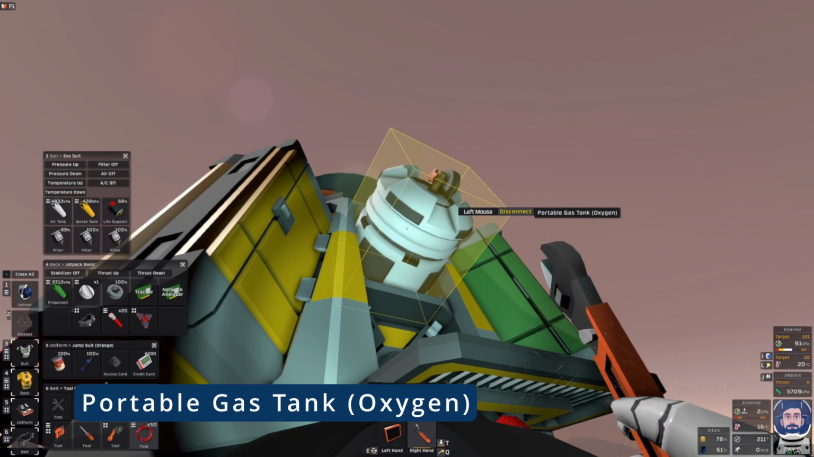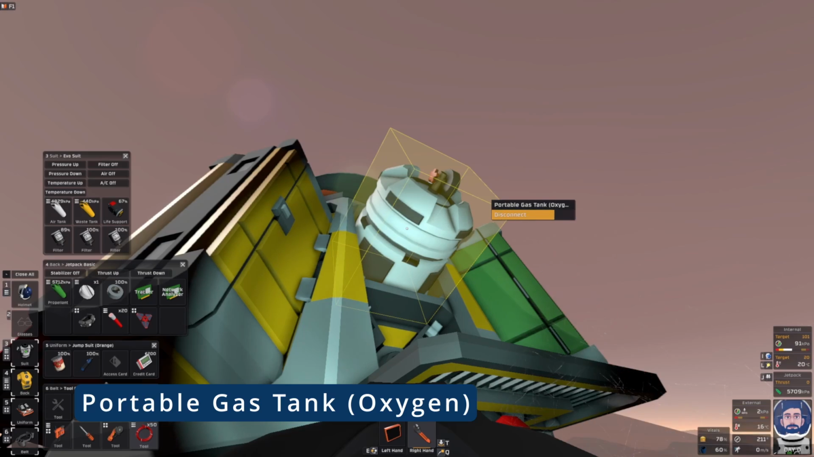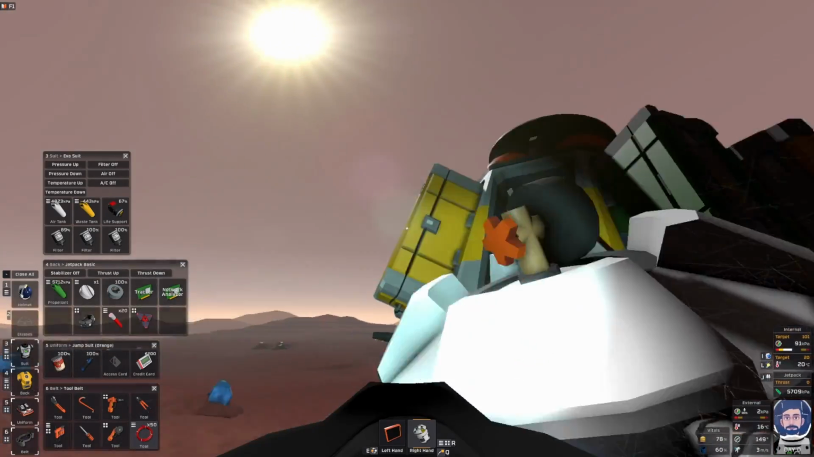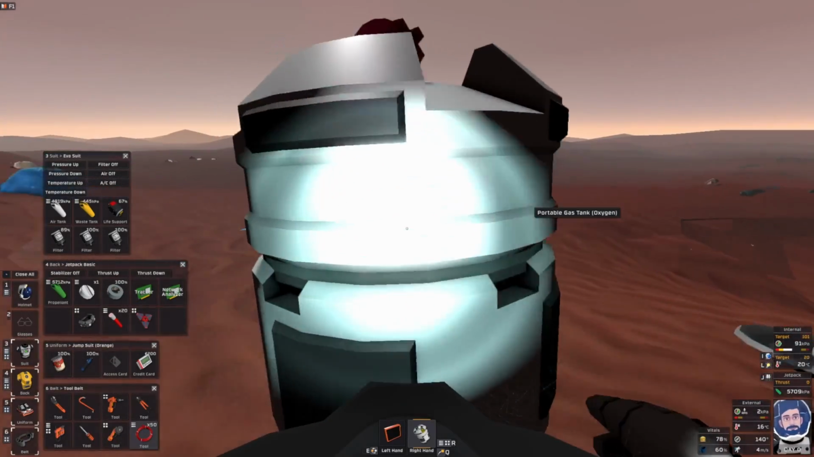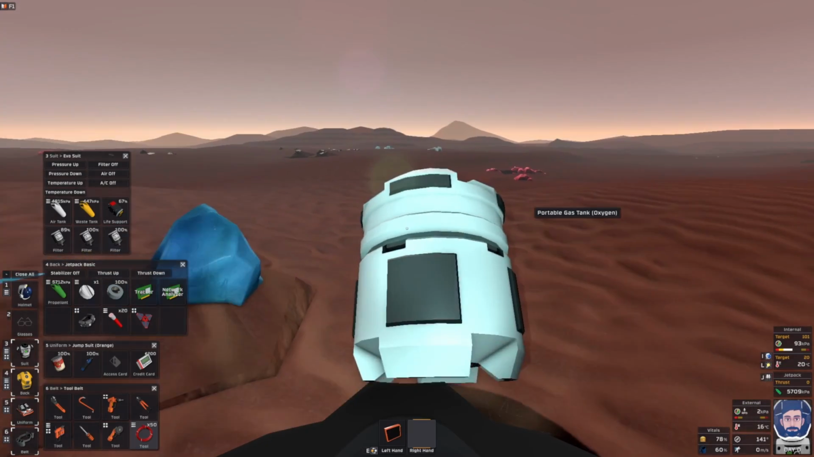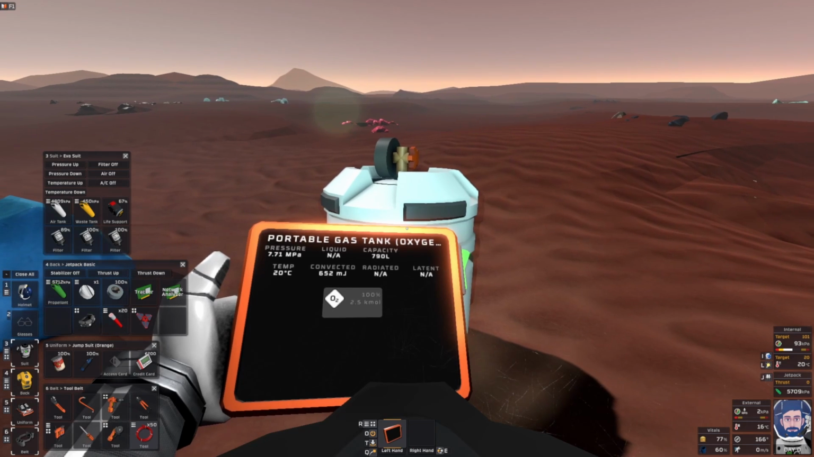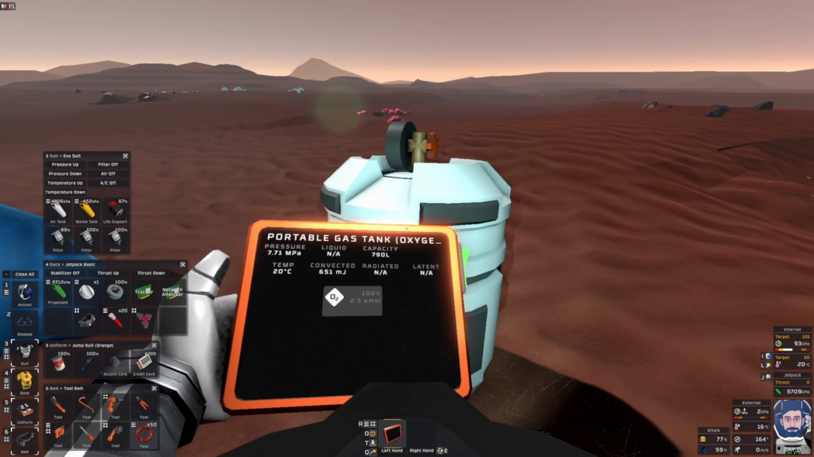To access this tank, you will first need to use the wrench to detach it from the lander. Once it's detached, you can grab it by its handle and put it in a more suitable location. Like with anything else that contains an atmosphere, you can use your tablet to analyze the tank and see that it contains 2.5 kilomoles, that means 2500 moles, of oxygen. You can also see it has a capacity of 790 liters, and that number of moles at the 20 degree Celsius temperature that it has result in a 7.71 megapascal pressure.